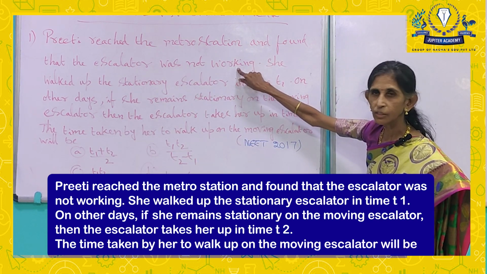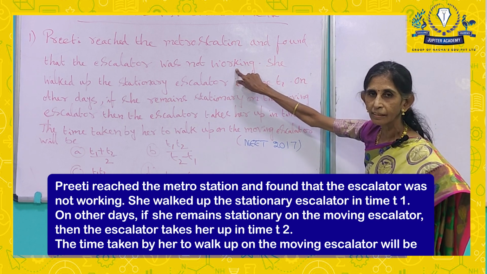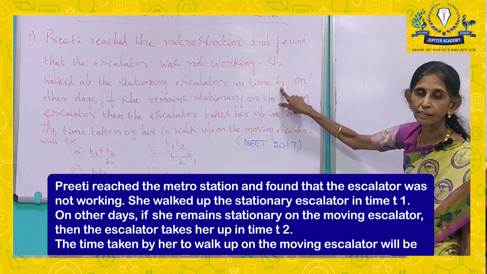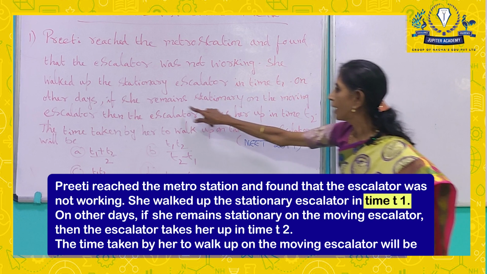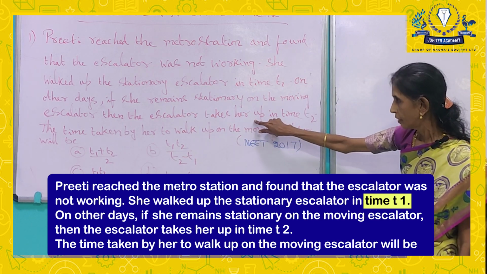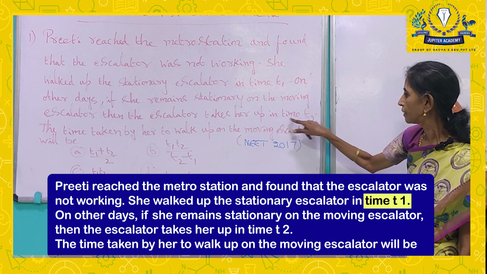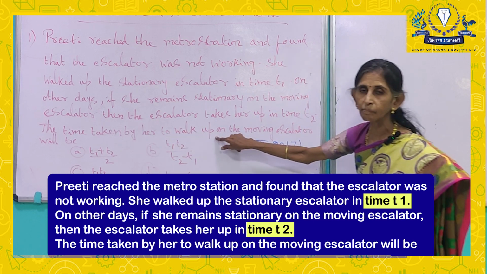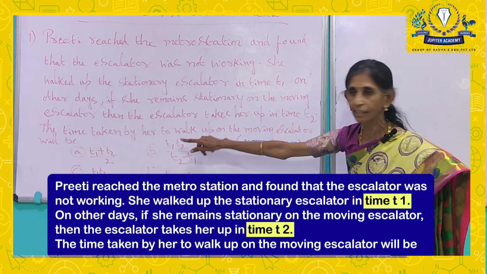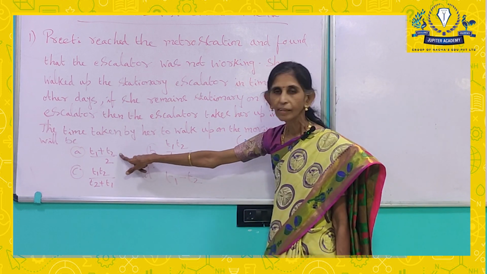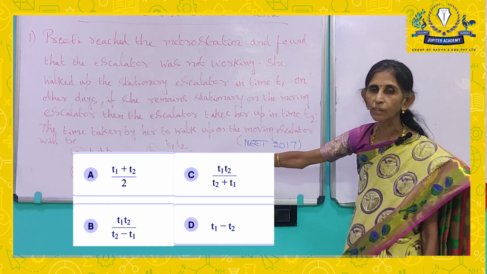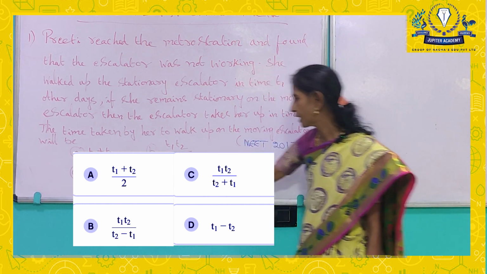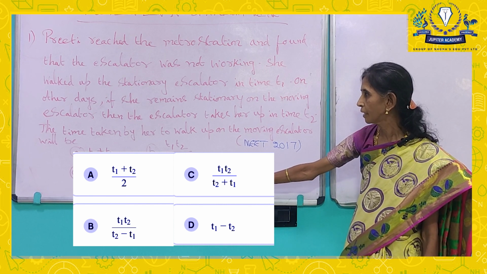I hope you understood the question. When the escalator was not working, she tried to walk on the stationary escalator and she took the time t1. And when the escalator is under working condition, it took time t2. So the time taken by her to walk up on the moving escalator, they asked. The options given are t1 plus t2 by 2, t1 t2 divided by t2 minus t1, option C t1 t2 divided by t2 plus t1, and option D t1 minus t2.